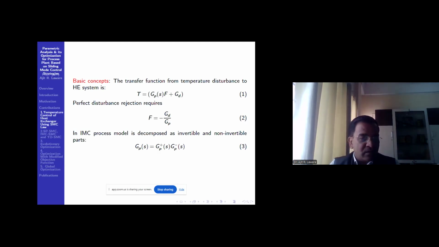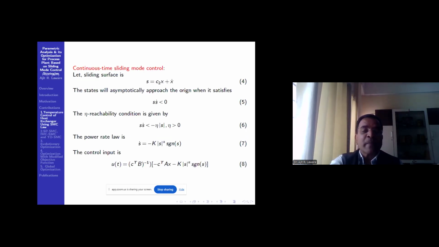And in the first lecture, Dr. Raja told that IMC decomposes the process into an invertible and a non-invertible part. So here GP minus is the invertible part, and GP plus is the non-invertible part. So dead time is a non-invertible part over there.